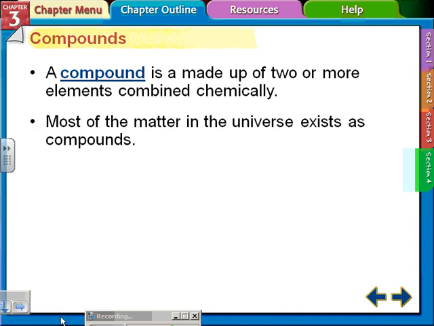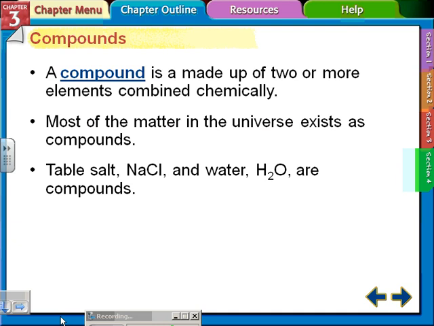Most of the matter in the universe exists as compounds. Most elements are unstable, you'll learn once we get into further chapters. There are very few elements on the periodic table that are completely stable by themselves. So they form chemical bonds with other substances to become more stable. Table salt, water, those are two examples of compounds.